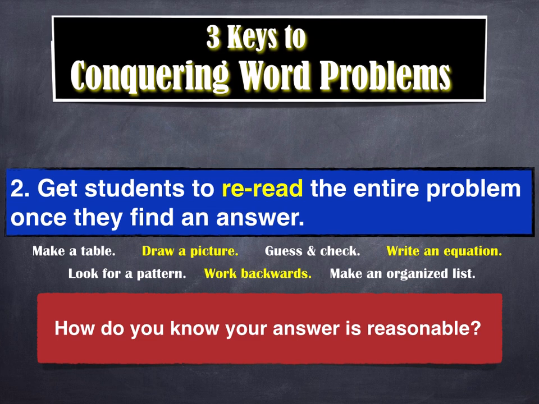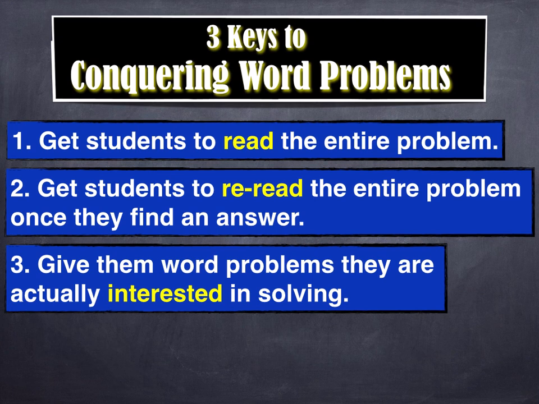And what's great about this question is it's self-differentiating for all of the students. A student who's operating at a lower level can give you a lower level answer, and a student who's operating at a very high mathematical level can give you a really in-depth, complex answer about how they know their answer is reasonable. And the third key to conquering word problems is that we've got to give students word problems that they're actually interested in solving.